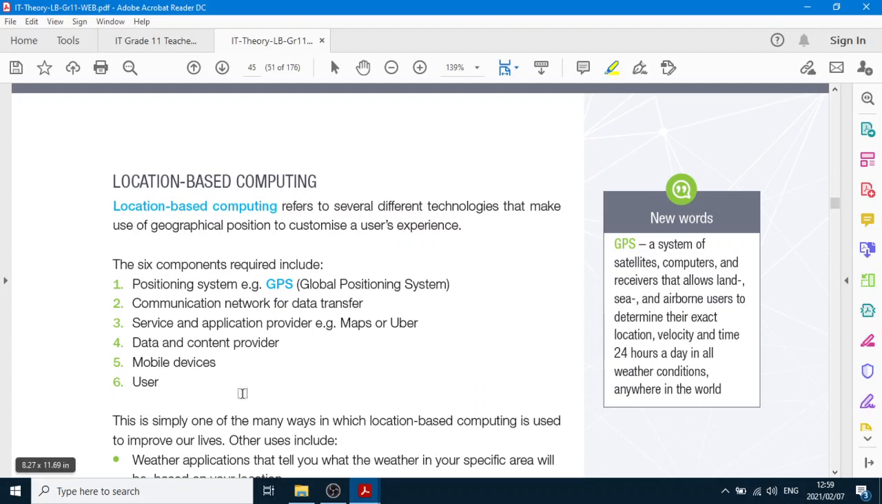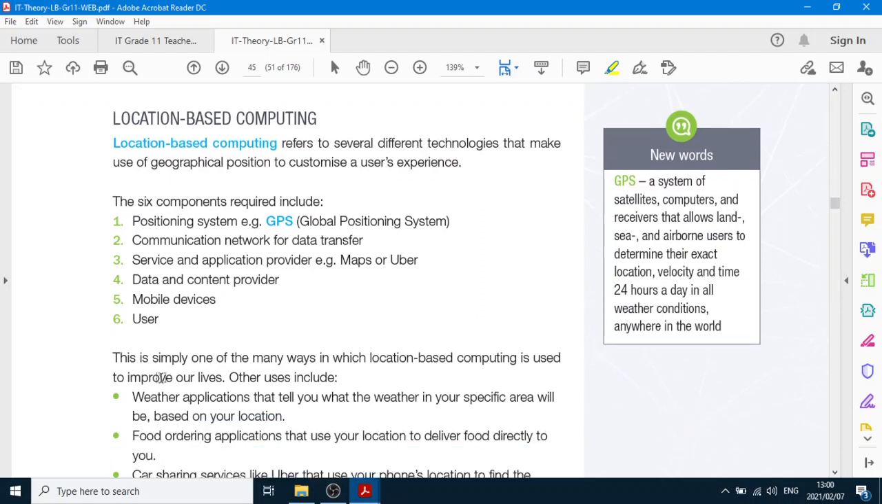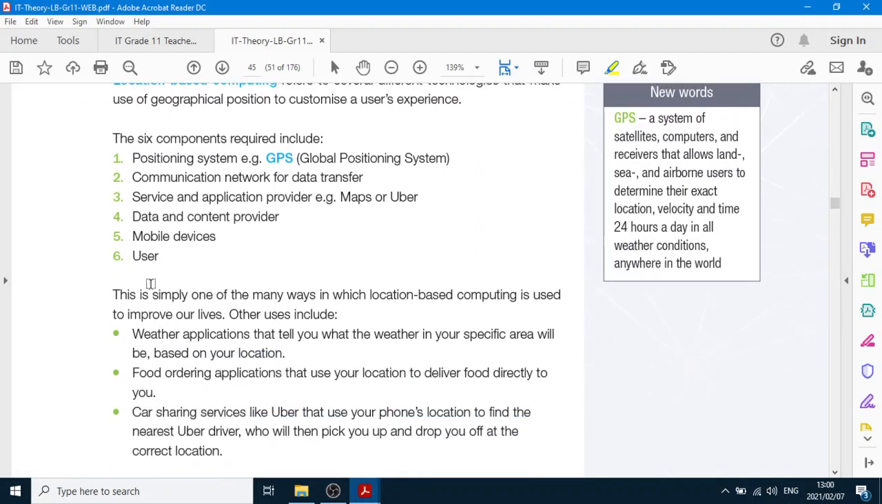Read it. Communication network for data transfer. You need the actual network itself that you're in, like your internet or a home network or LAN or a WAN. Or service and application provider, like Uber. Your data and content provider, like the maps and so on. Your mobile devices, and the actual person itself, you, the user.